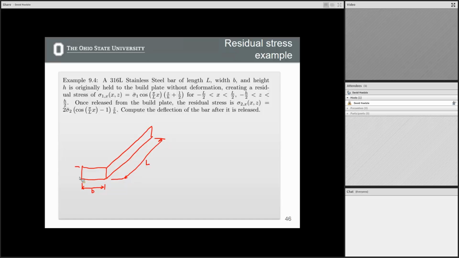And height H. Okay, and it's saying that along the x direction, the residual stress varies as a cosine function. So in the x direction, it looks like this. Okay, and I'll draw this and let everyone draw this and go back to some experimental data that approximately shows this.